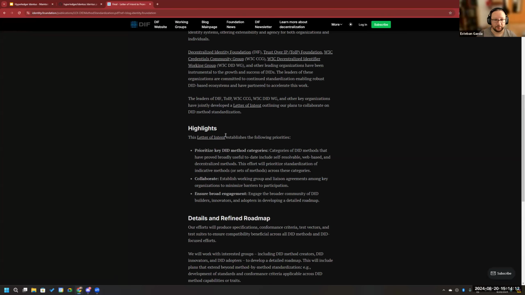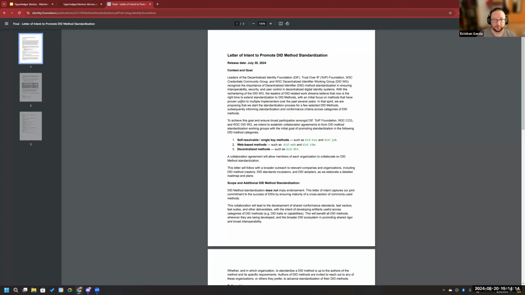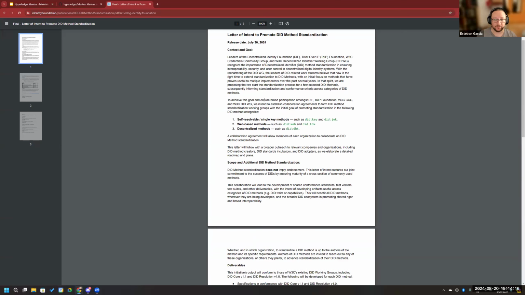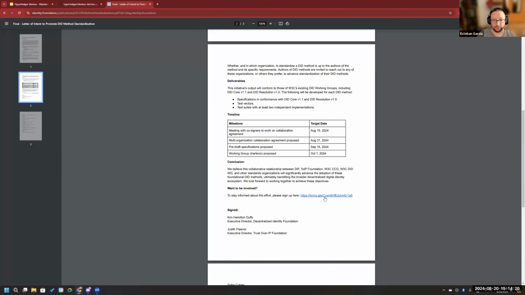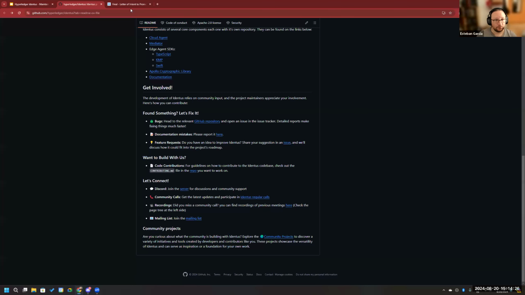They have this letter of intent where they are being a little bit more specific of what they are trying to achieve. And they also provide a link if you want to be part of the effort or be informed. So yeah, that's one thing that is going on.